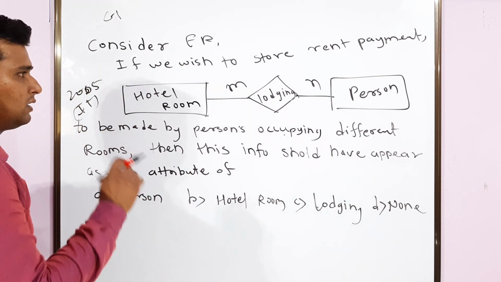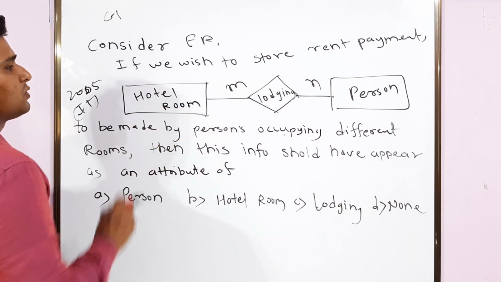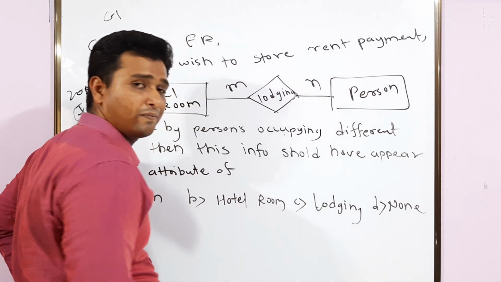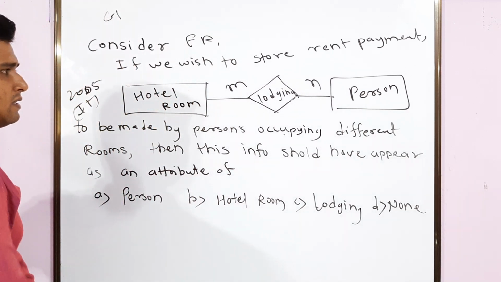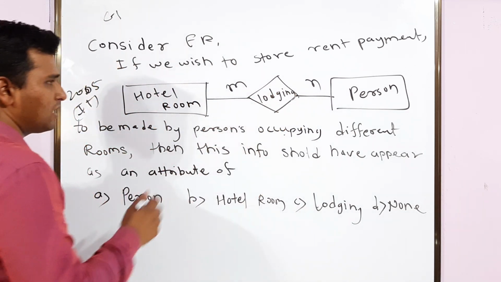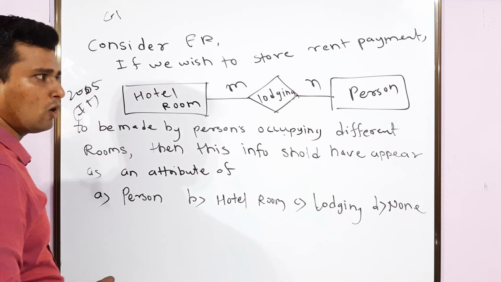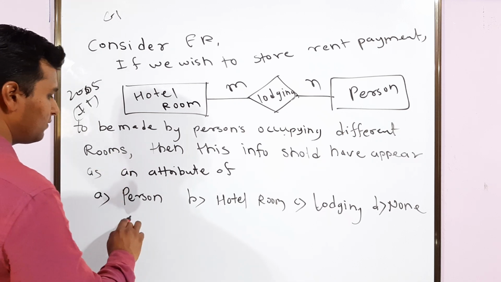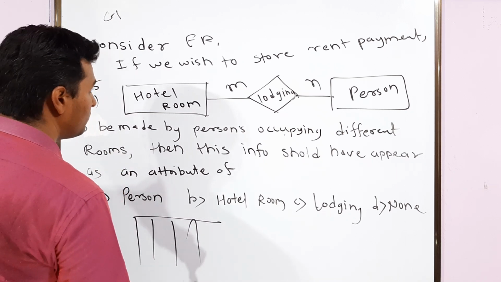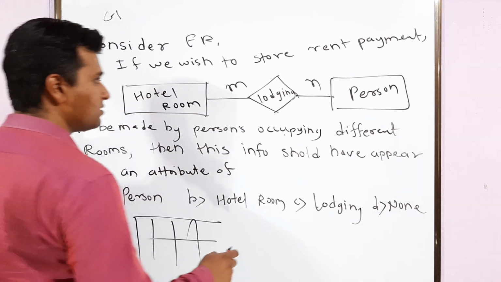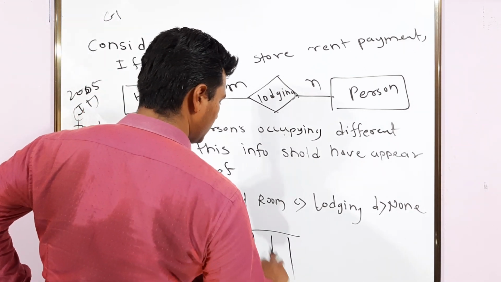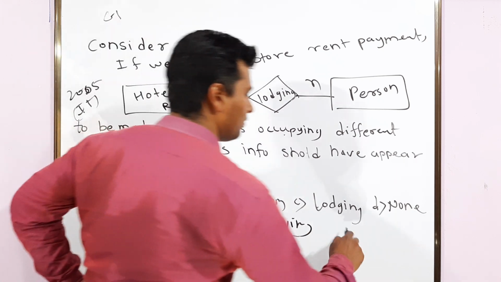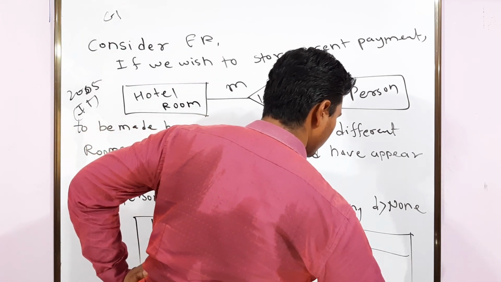Now understand, the rent payment can be added to hotel room. Okay. And rent payment can be added to a person. Okay. Now this is an M to N relationship. So in this type of conversion, how many tables are we going to create? 3 tables, because the relationship is M to N. First, we will have a separate table for hotel, where we will add the attributes of hotel. Second, we will have one for lodging, and we will add one for person.